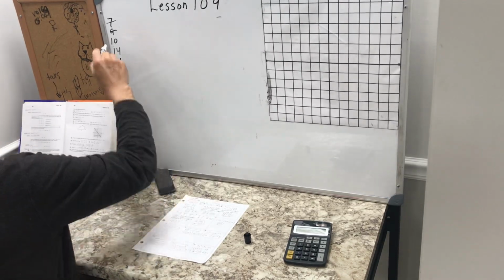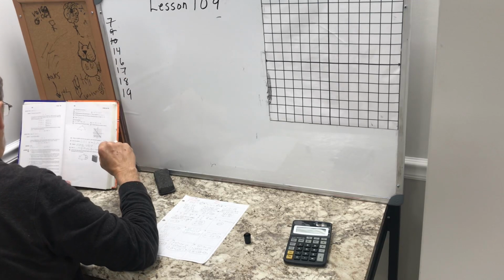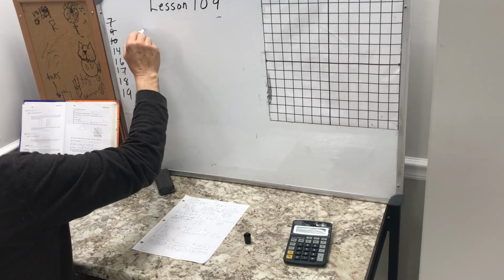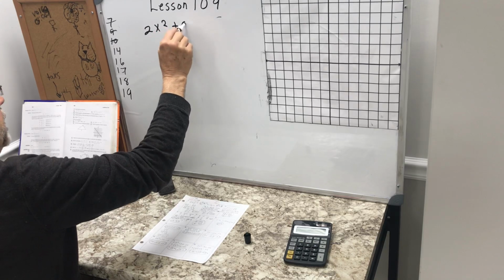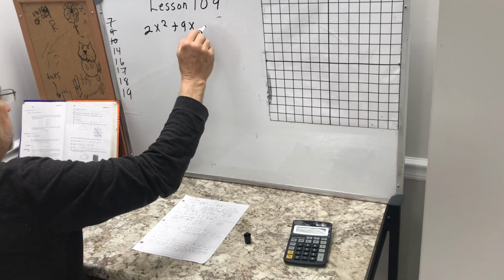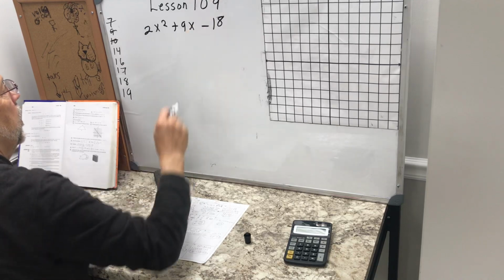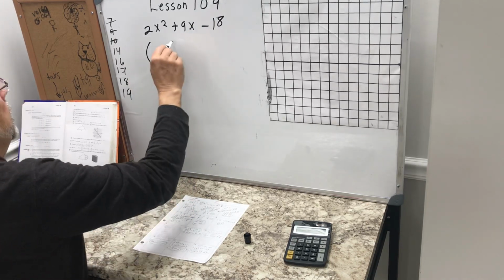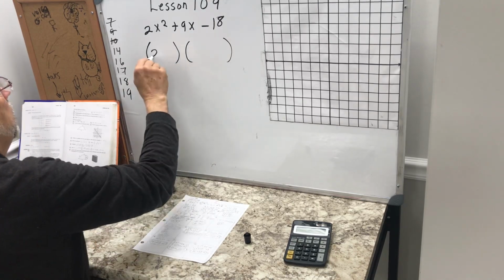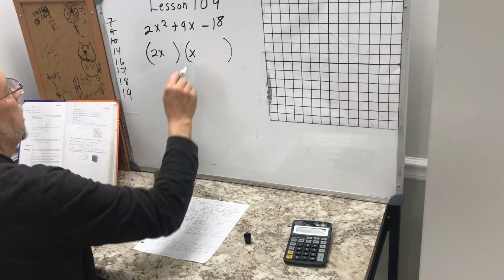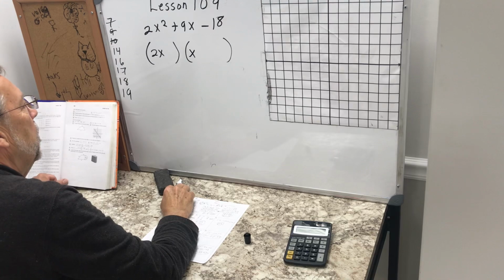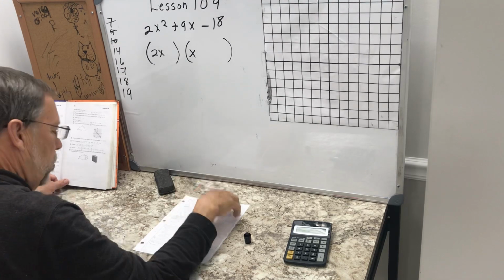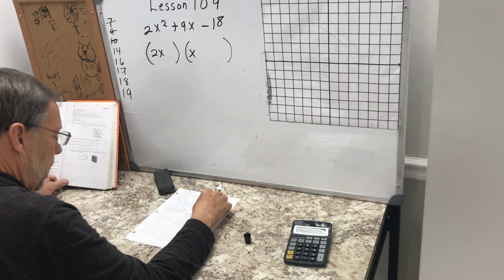Number 14. One more of these kind. 2x squared, positive 9x. Always be sure you have them in descending order. Cannot factor out, so we will do the 2x and an x. That one is that big long list again. So which one should we choose?